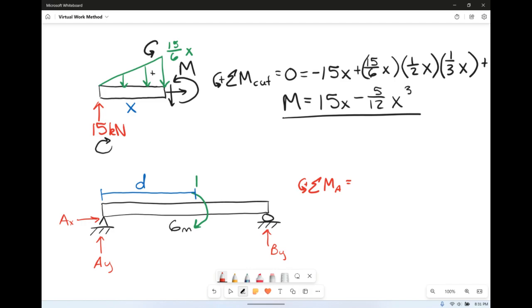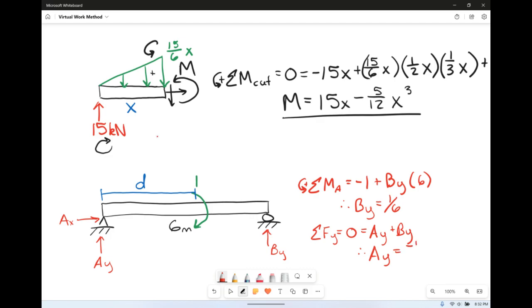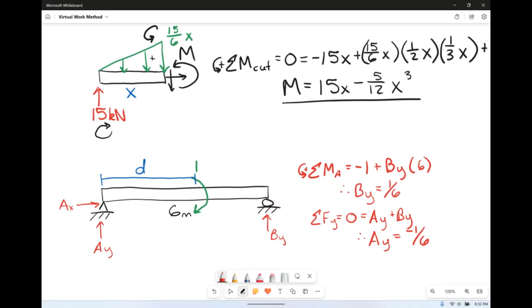So we have minus 1 for that point moment, and then we have BY, so plus BY times 6. So BY is equal to 1/6. If we sum the forces in the y direction and set it equal to 0, we just have AY and BY. So AY is the opposite, so it is negative 1/6. So that's our beam.